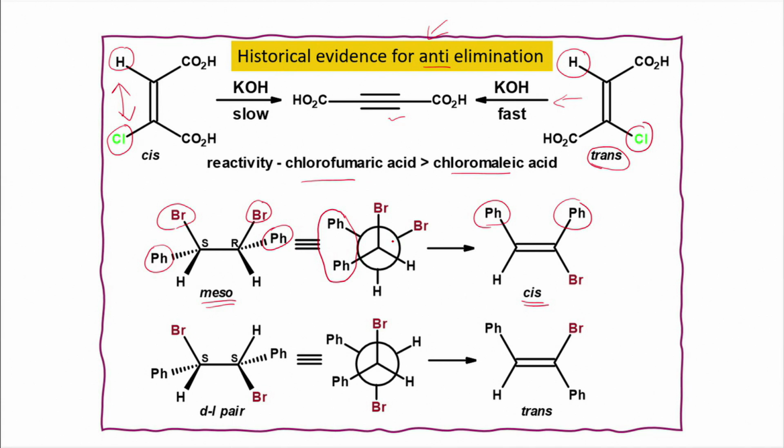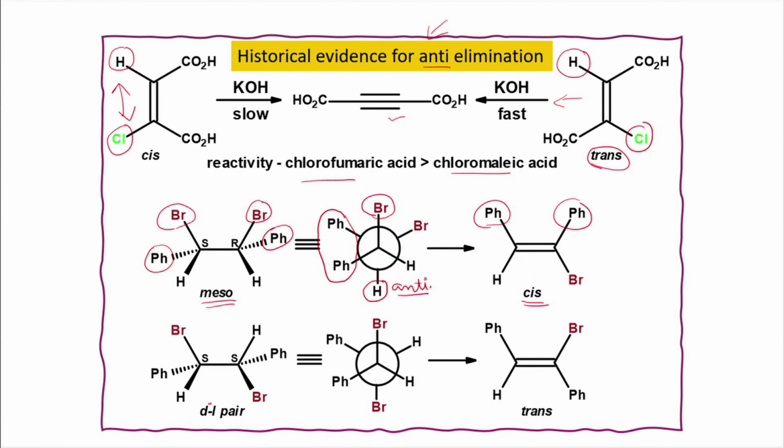You can actually see here these are on the same side. This is the Newman projection of the same molecule. The meso compound is shown here, and when the elimination happens, this bromine and this hydrogen are actually in the anti orientation. So, when that is eliminated, we end up with this cis olefin.